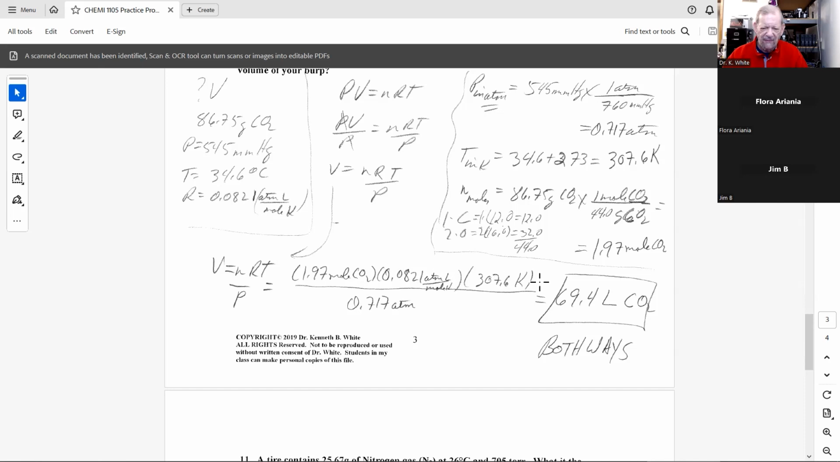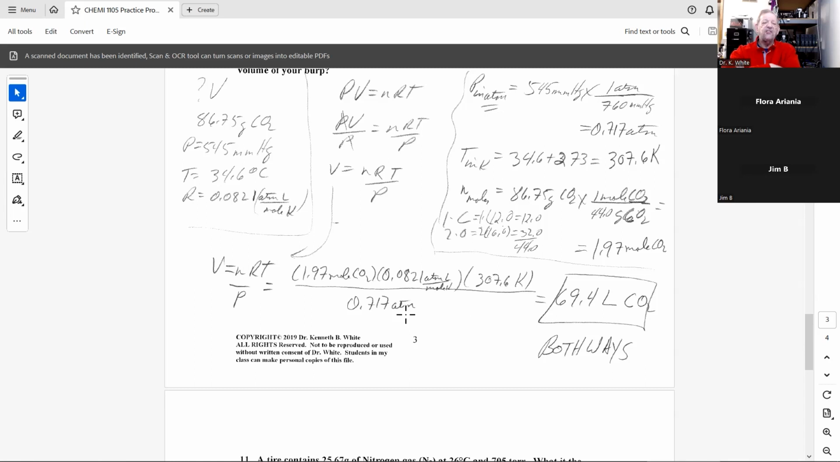I put them in. Now, this is one of those where you can either round off at each step, and remember, I'm a round off at each step person, or wait till the end. And I calculate for my test both ways because it's not right for me to force you one way or the other, even though I like rounding off at each step. So put in n, 1.97 moles, R, the universal gas law constant, the temperature in Kelvin, and the pressure in atmospheres.